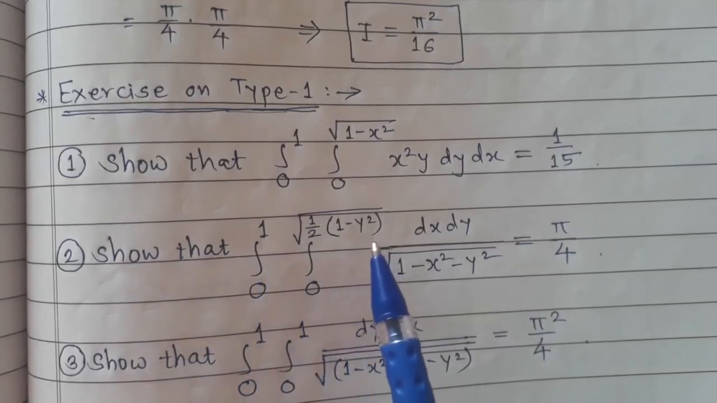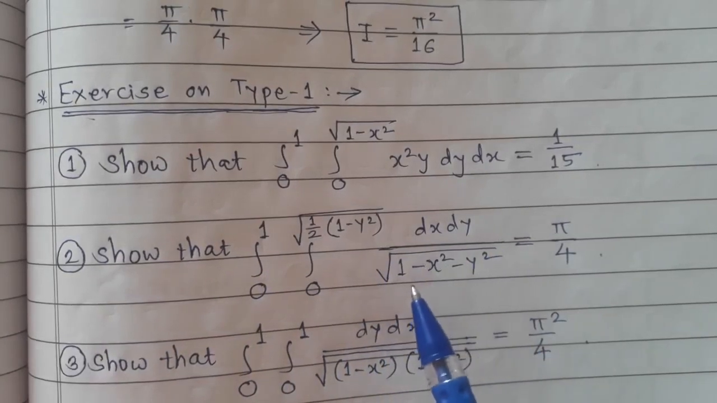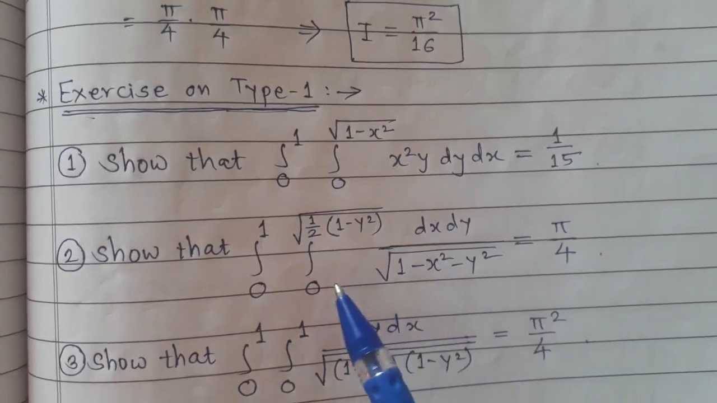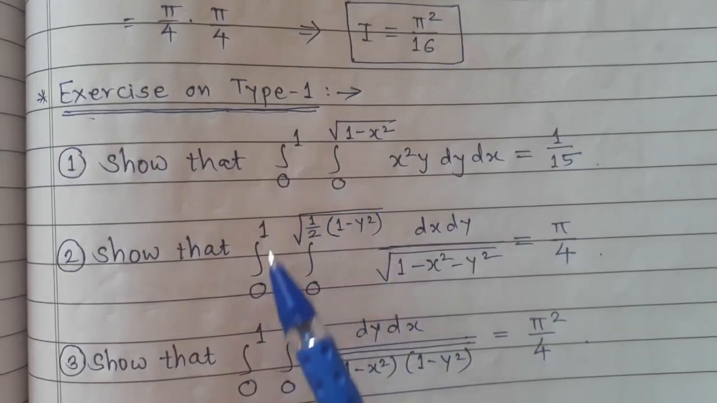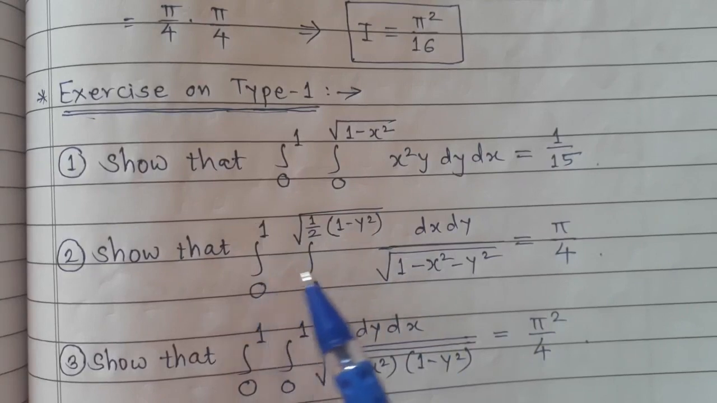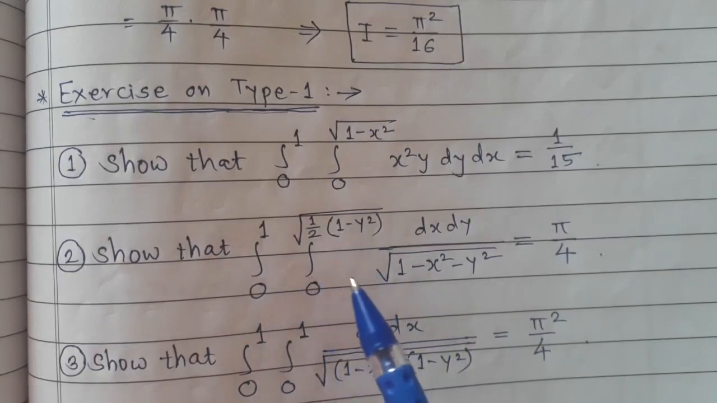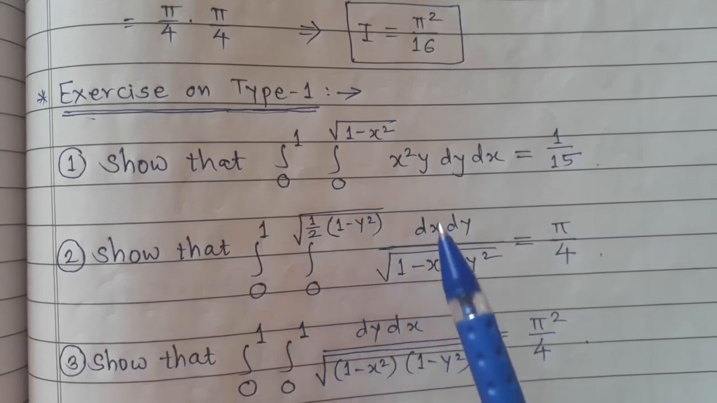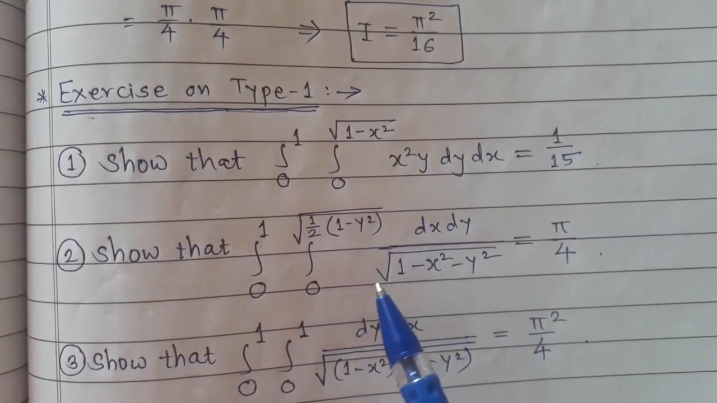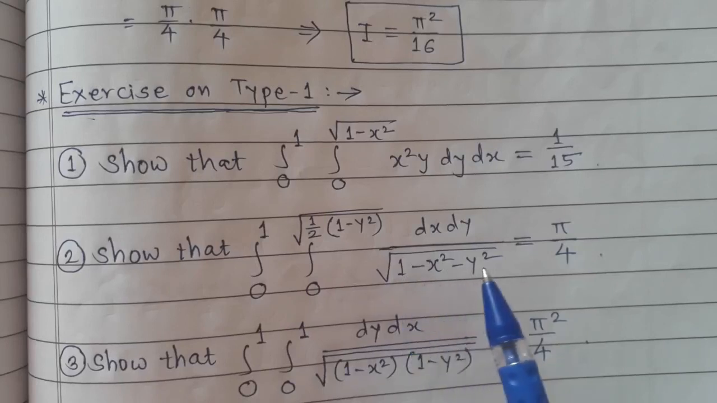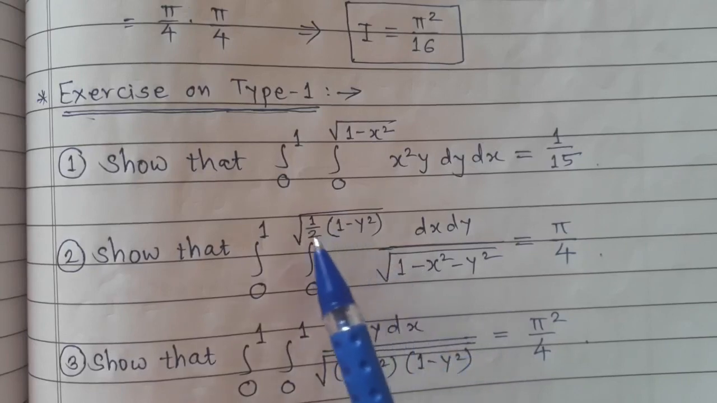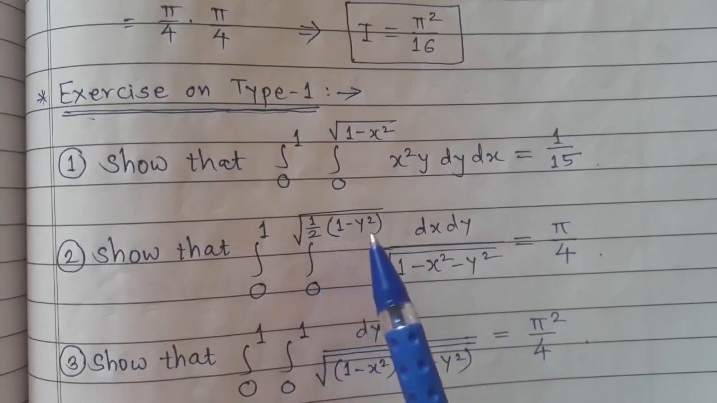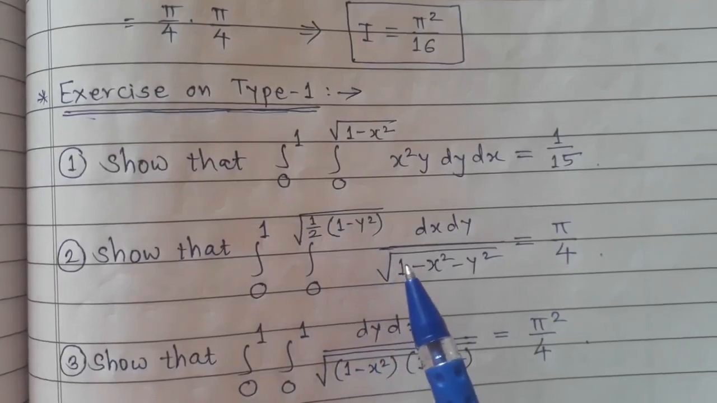Next question, show that integration from 0 to 1, integration from 0 to root of 1 by 2 into 1 minus y square dx dy upon root of 1 minus x square minus y square equals pi by 4. Here obviously it contains y, that means these are limits of x and the constant limits are of y. So limits of x are in variable form, so you have to integrate with respect to x first, and while doing that y will be constant. So you can take 1 minus y square is equal to a square as a substitution initially, and then here also that will be root of half into a, and then similarly as the first problem you can solve this.